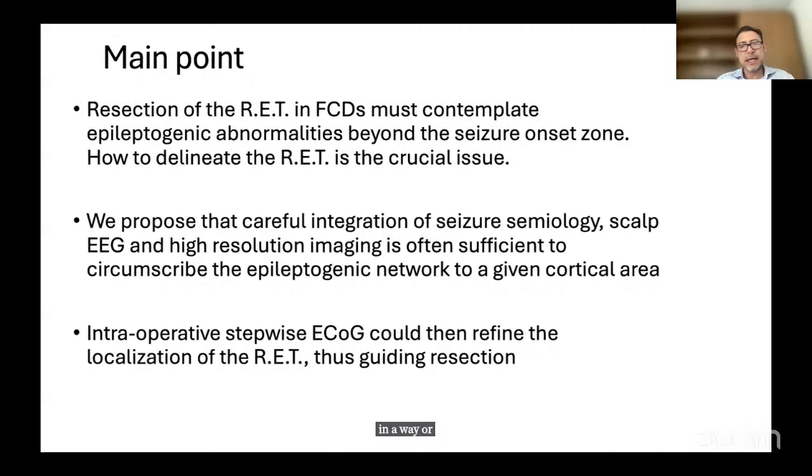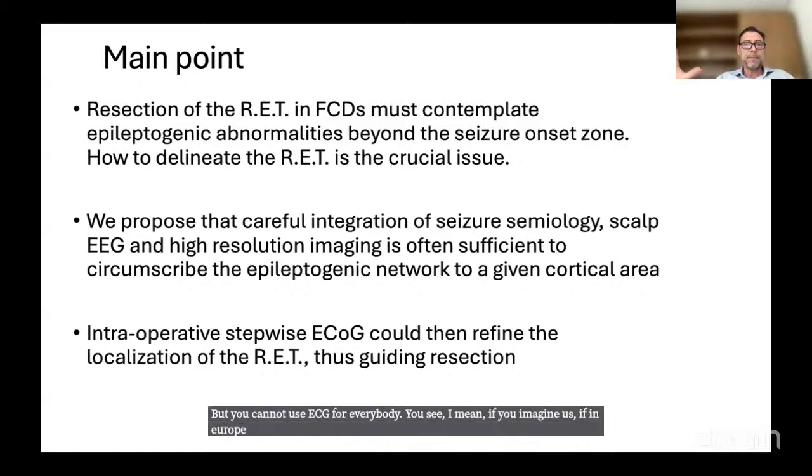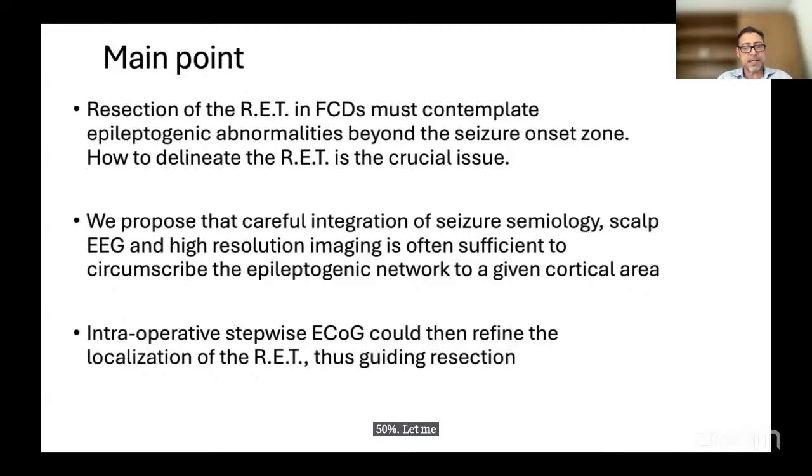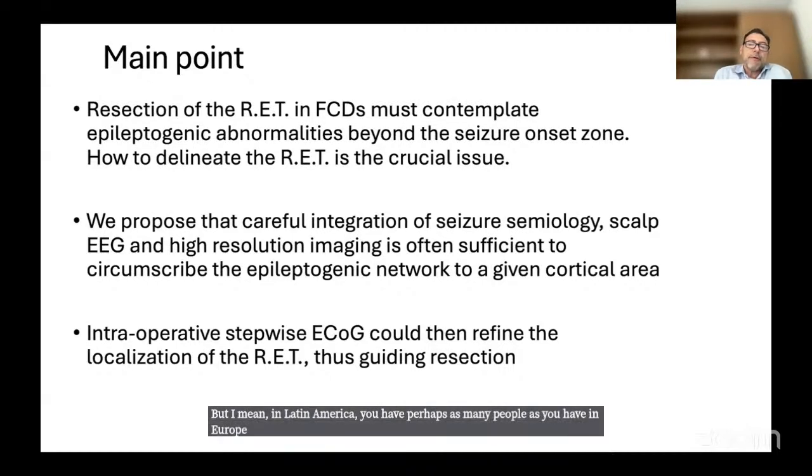Of course, SEEG would be the gold standard, but you cannot use SEEG for everybody. If in Europe, let me just throw a number, 50% of patients with focal cortical dysplasia type 2, for instance, are operated following SEEG evaluation, in Latin America it's 2%. But in Latin America, you have perhaps as many people as you have in Europe. So you have to have a way to operate these people here. Otherwise, you'd say, well, unfortunately, you cannot do this because we don't have SEEG.